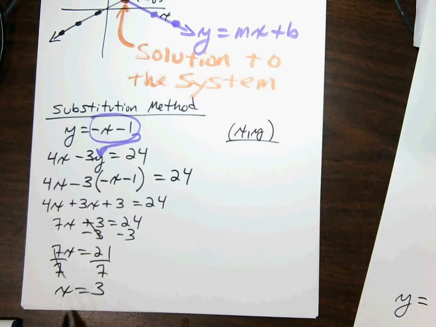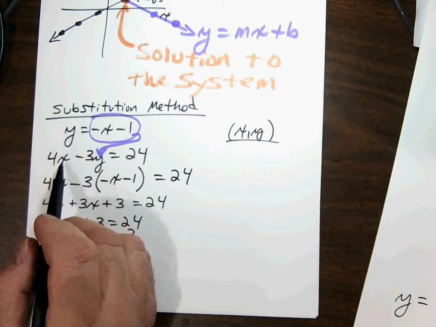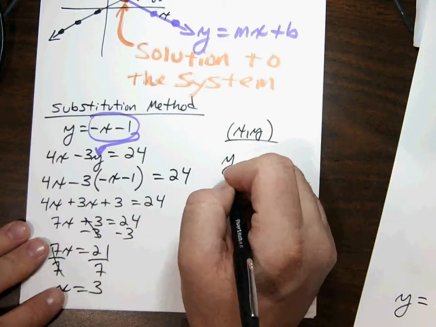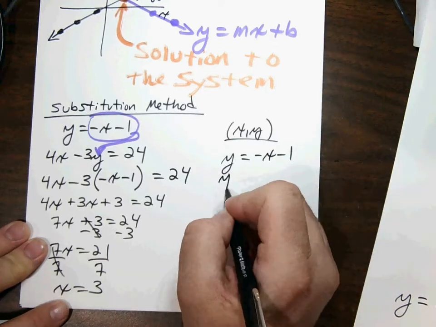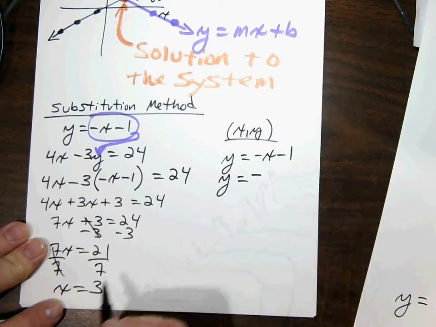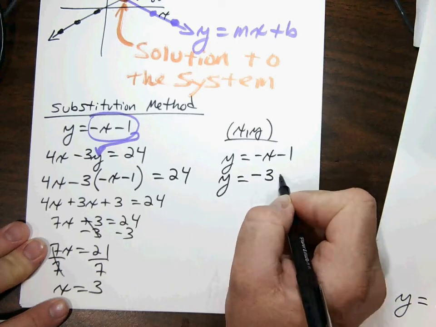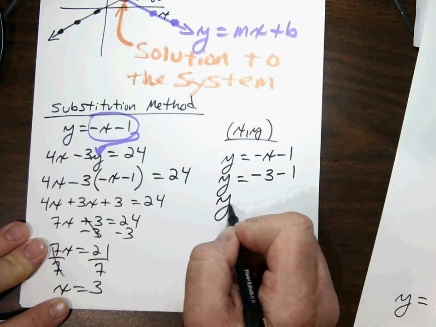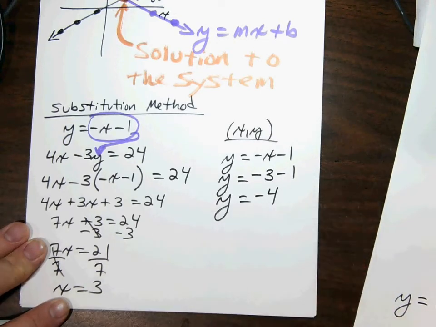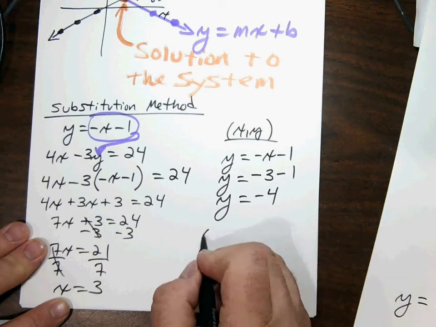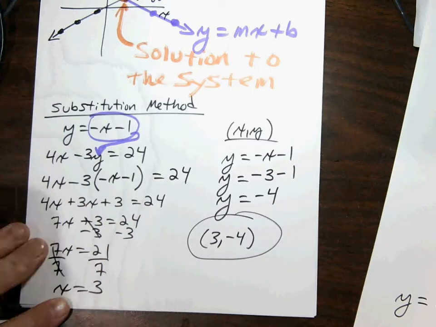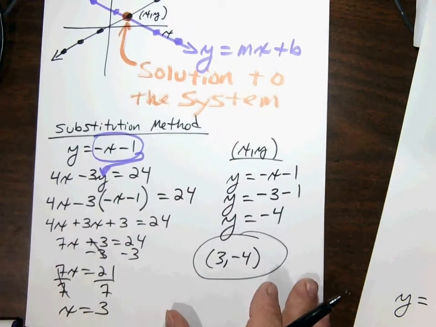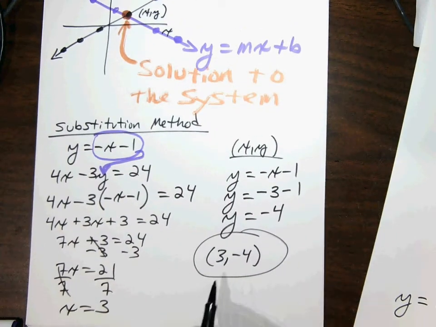And I'm going to take this 3 back to either one of my equations, whichever one looks easiest, and that top one looks easiest. So now I'm going to take the 3 up there. So negative x, so negative 3 minus 1, y equals negative 4. Okay? So 3 comma negative 4 is where they cross. Again, my graph didn't even attempt to be accurate. It's not. But that's where those two lines cross, at 3 comma negative 4.